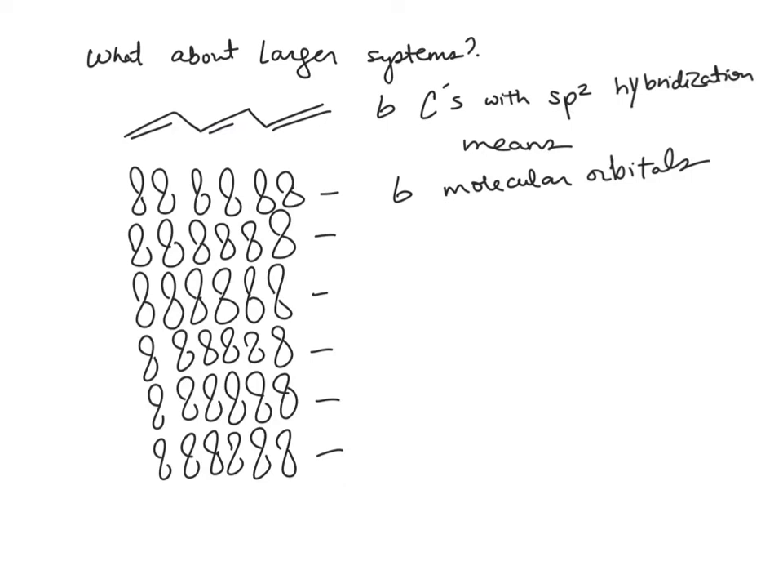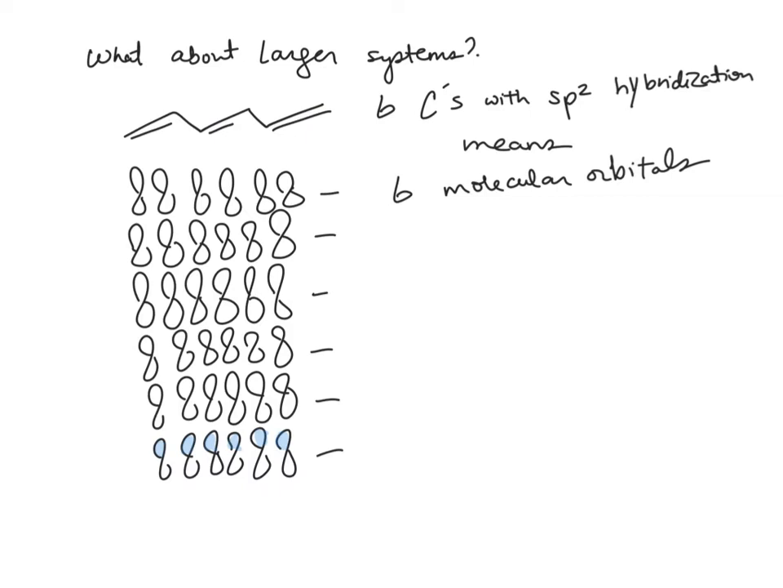What about larger pi systems? Can we keep going? Yes. If we've got carbons with sp3 hybridization across all the carbons, we can keep building molecular orbitals. And hopefully this is going to start becoming intuitive to you, because we've got 6 pi bonds, and remember the rule: the lowest molecular orbital has no nodes, so it gets a color on the same side as every pi bond.